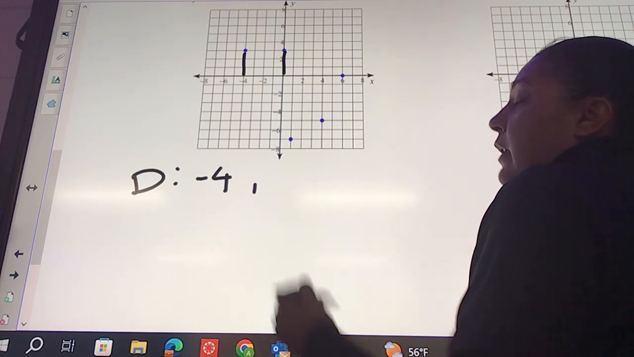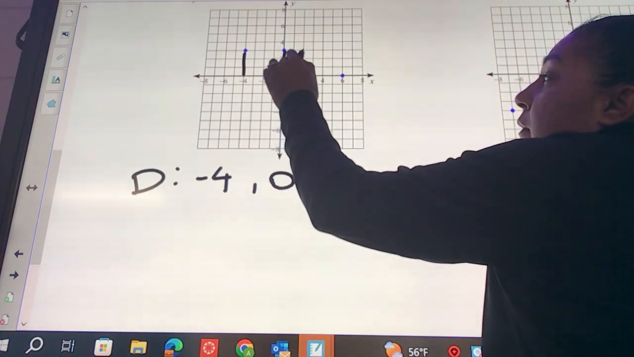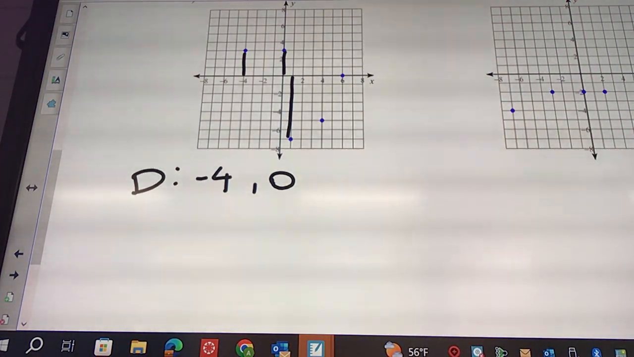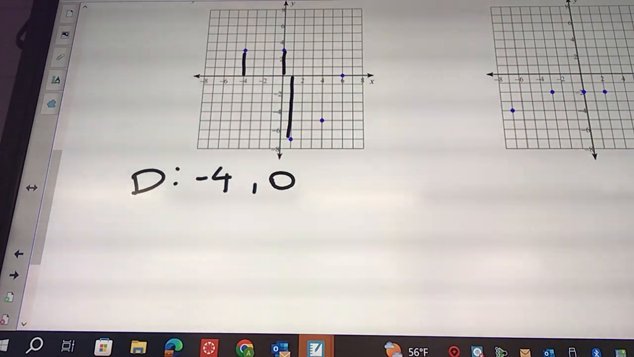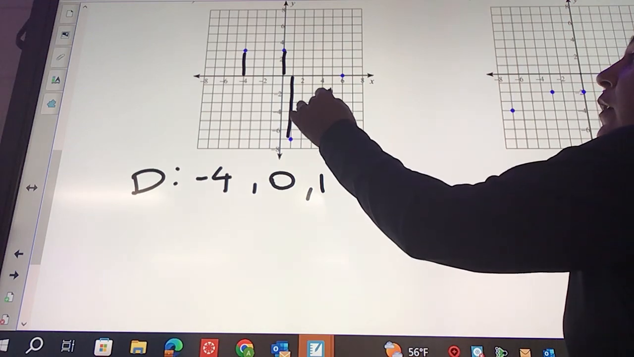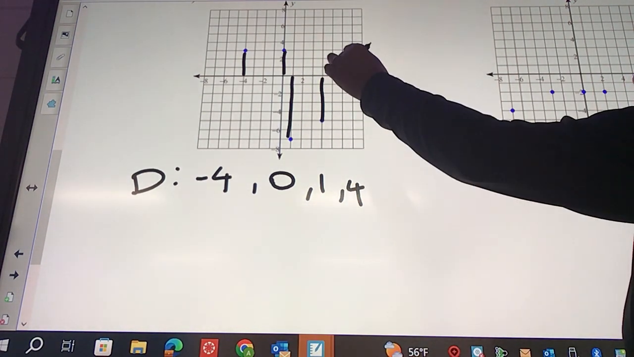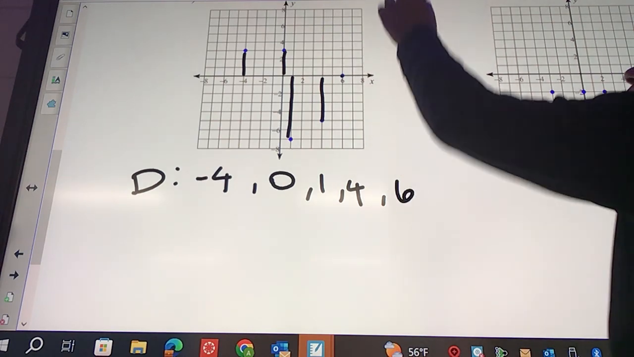That'd be 3, right? That's a 0. What's this one at? -7. Nope. 1. Okay, what's this one at? 4. And this one? 6.